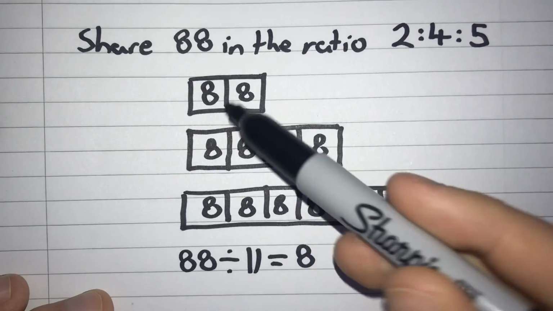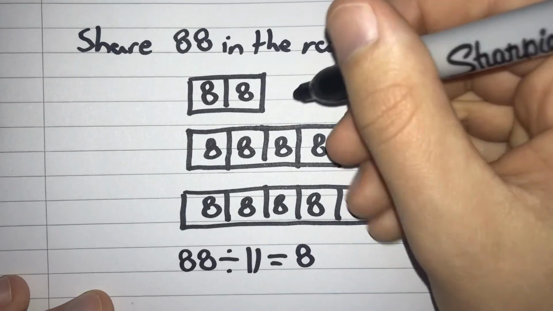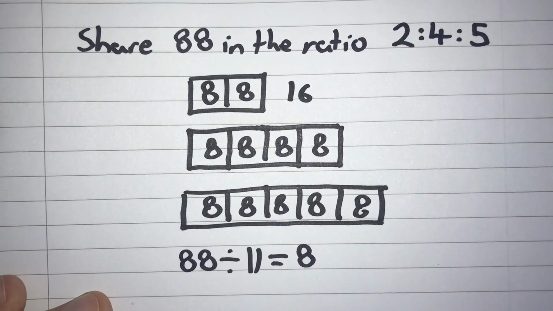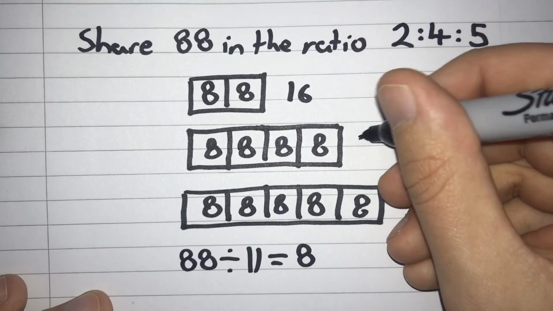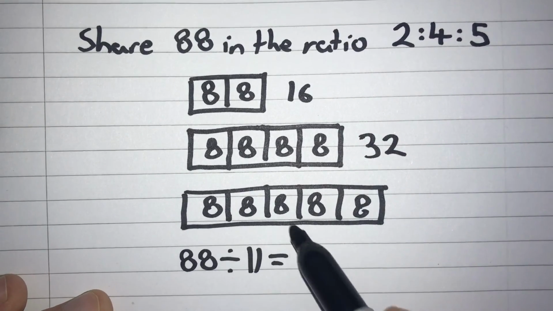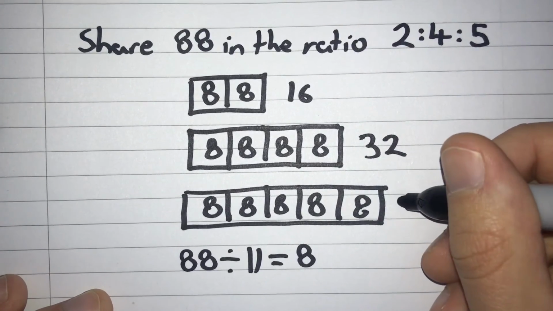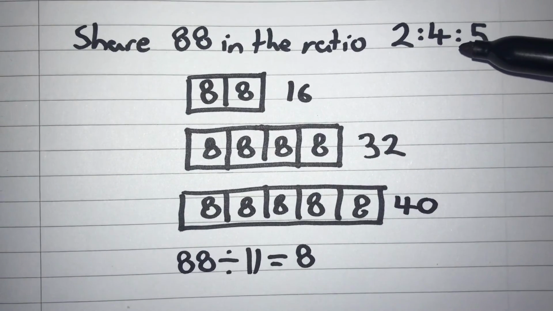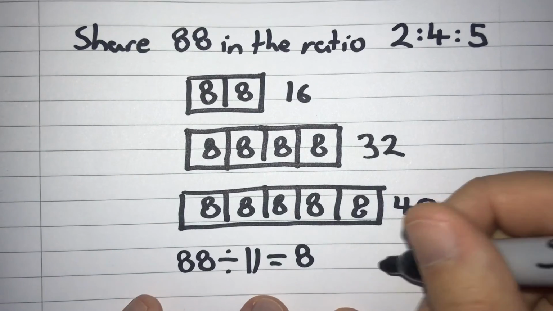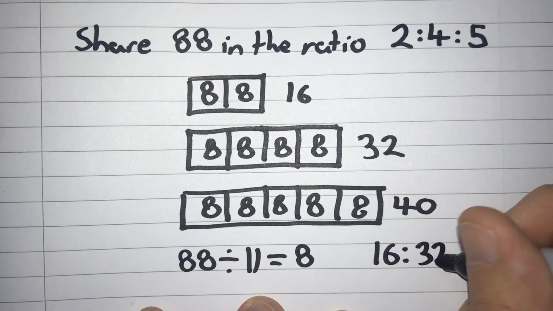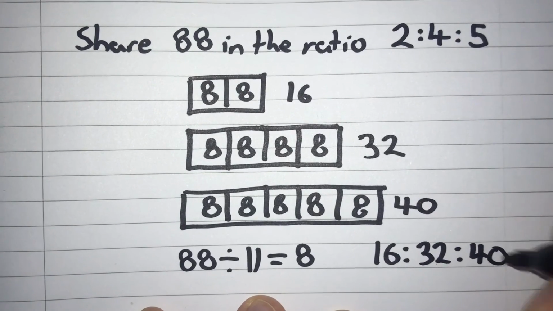Now this first bar, there's 2 lots of these 8, so it's going to make 16. The second bar, we've got 4 lots of 8, so that's going to give us 32. And then finally the last one, that's got 5 lots of this 8, so that's going to give us 40. So the answer we're going to get, when we put it back into this ratio form and keep the order the same, is going to be 16 to 32 to 40.